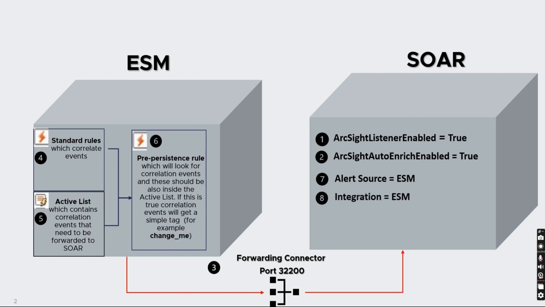After that, from SOAR, you need to create an active alert source for ArcSight ESM, and also an ArcSight ESM integration, which will basically allow you to do queries for active list, add entries, delete entries, etc.